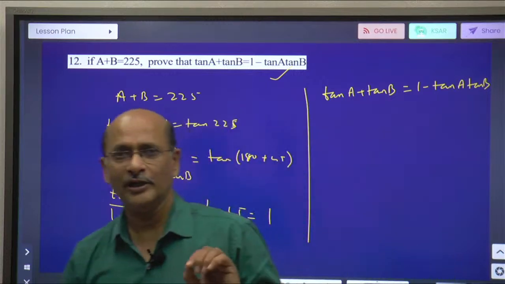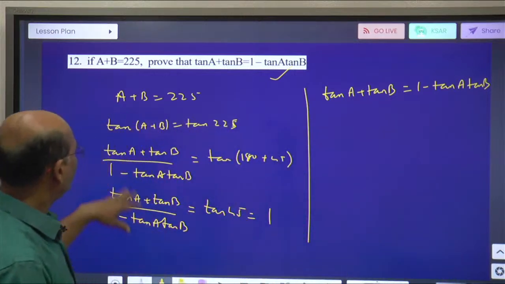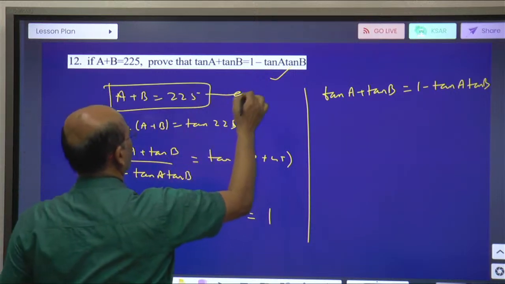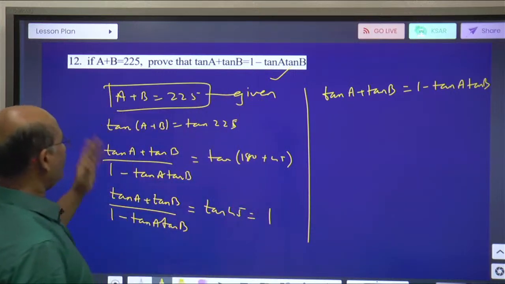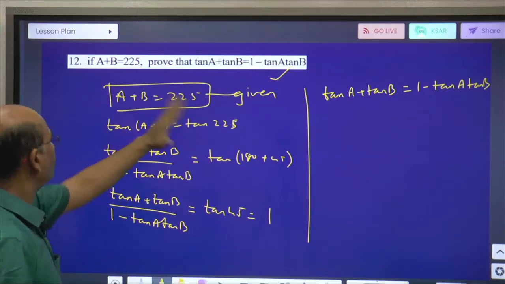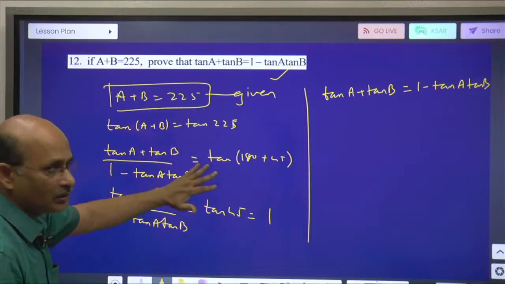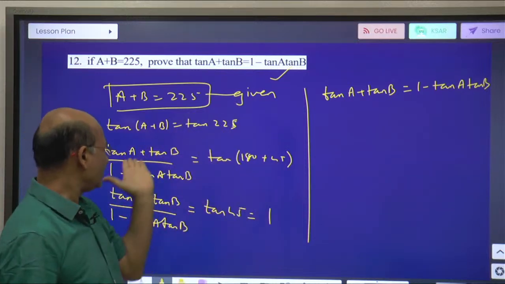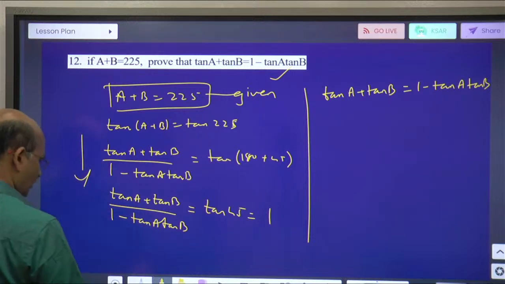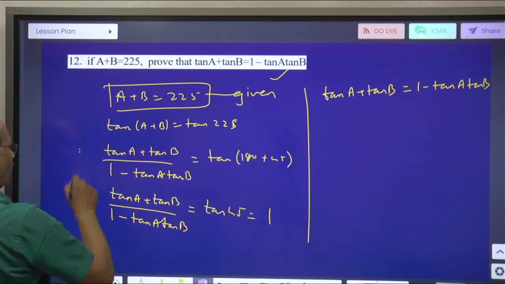So the important point here is that A plus B is given. I want it in terms of tan, so that's why I multiplied both sides by tan. And it became very easy. How simple it is. This is a standard formula, tan of A plus B. These are standard formulas.